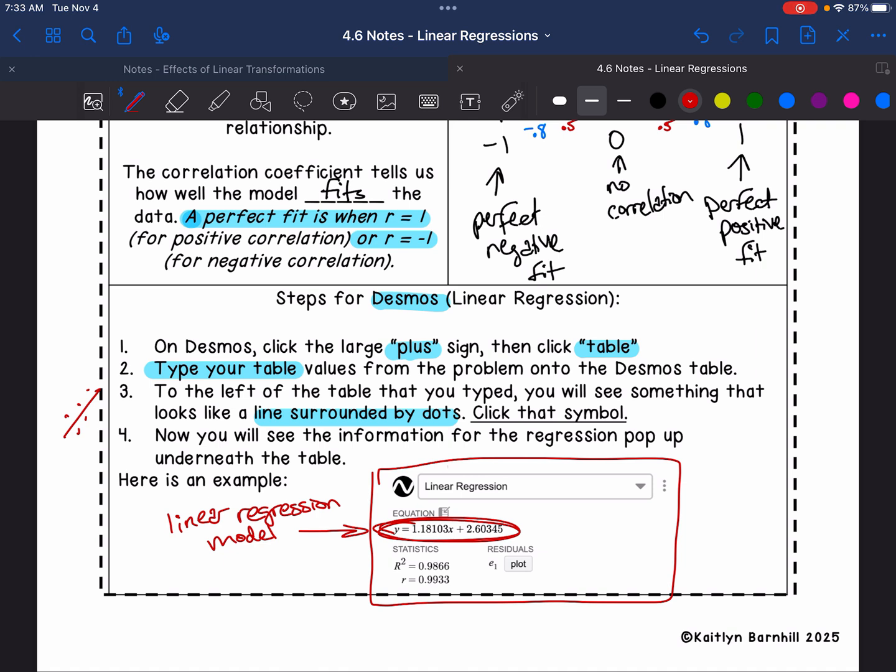And then another important piece of information we need is this lowercase r. That right there is your correlation coefficient. That tells you how well your line fit your data. Okay, so you can see this one had a strong fit. It was 0.9933, so it was almost perfect. So we would call that a strong positive, because it was a positive value, a strong positive correlation.